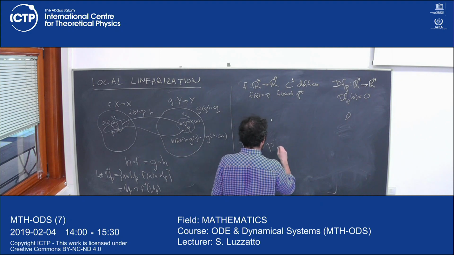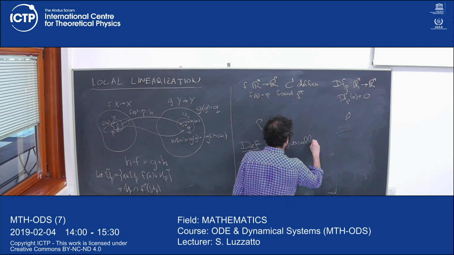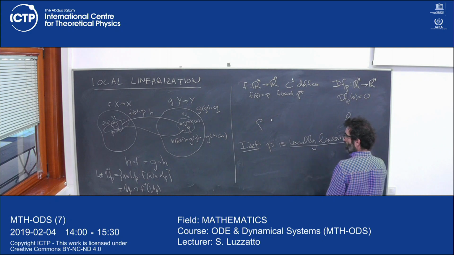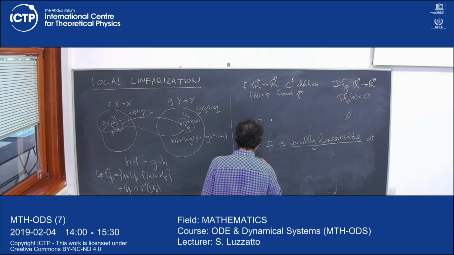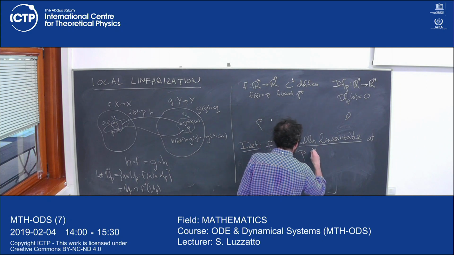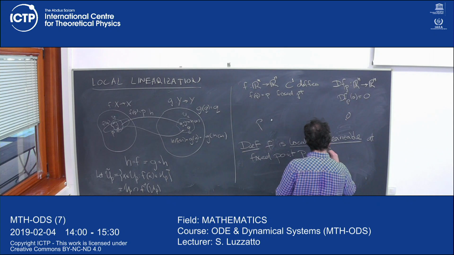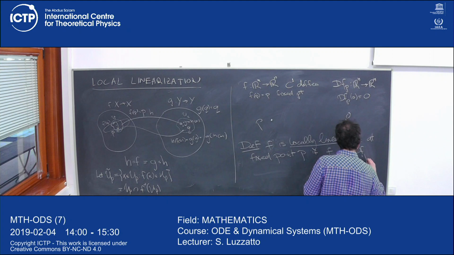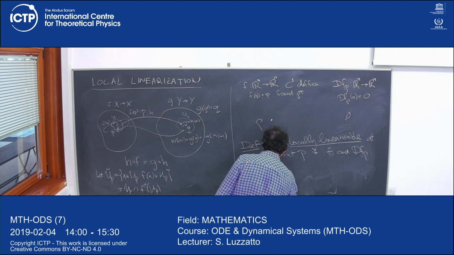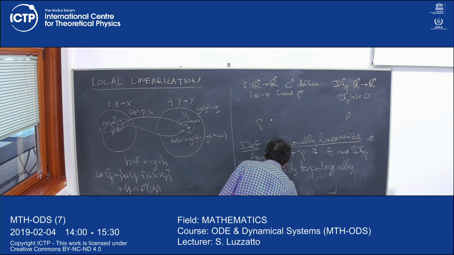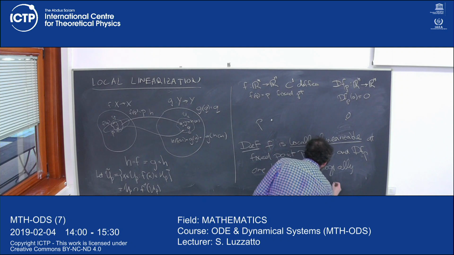So P is locally linearizable. F is locally linearizable at the fixed point P if, how did I say? If F and dF of P are locally topologically conjugate at P and 0. So the two fixed points.